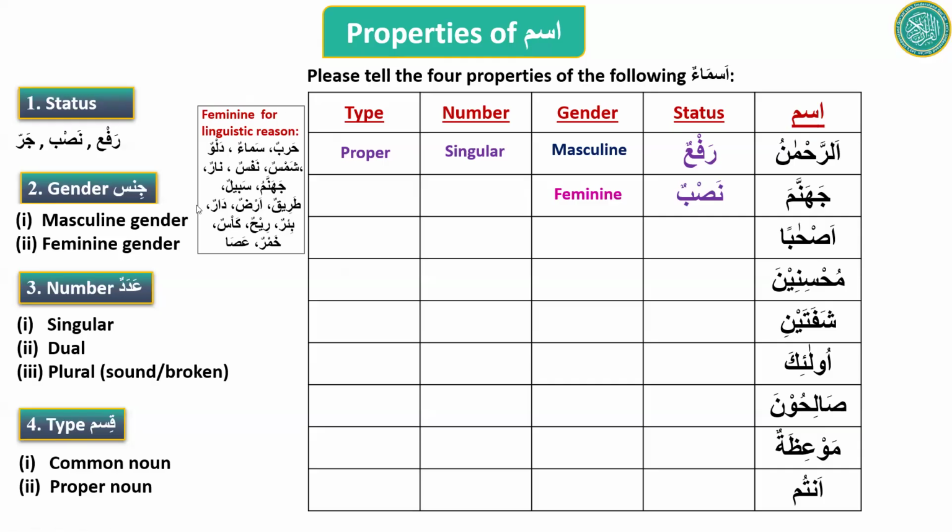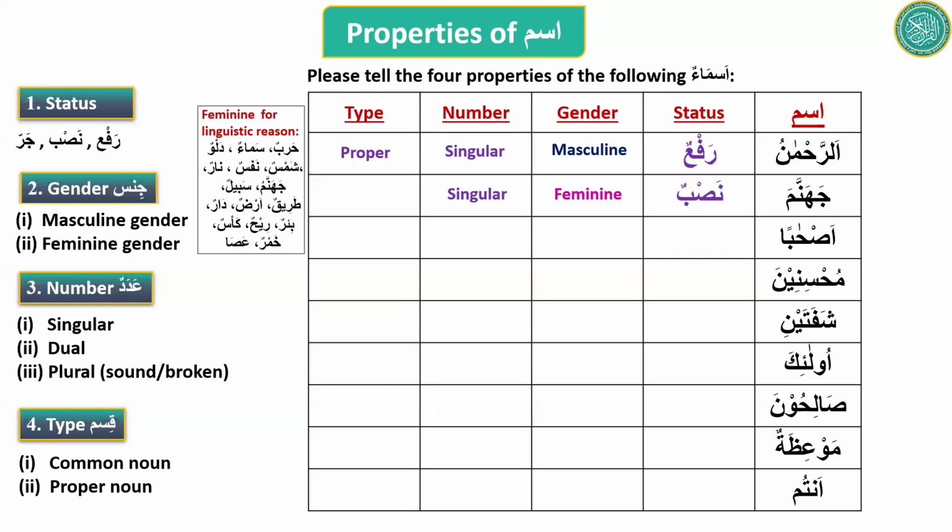Jahannam is feminine. Why is it feminine? Do you see the list of words here which are feminine because of linguistic reasons? I just have it on the left-hand side. Harb, Jamaun, Jahannamu, Dalwun, Shamsun. Did you see Jahannam in there? Yes. So Jahannam is feminine because of linguistic reasons. Okay. Is it singular, dual, or plural? It is singular.